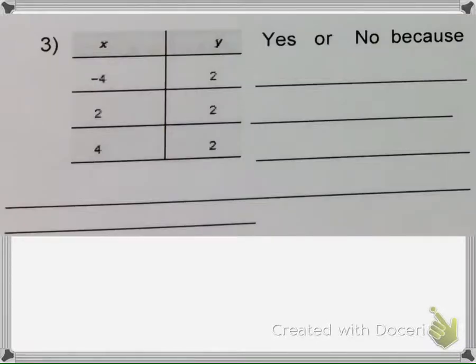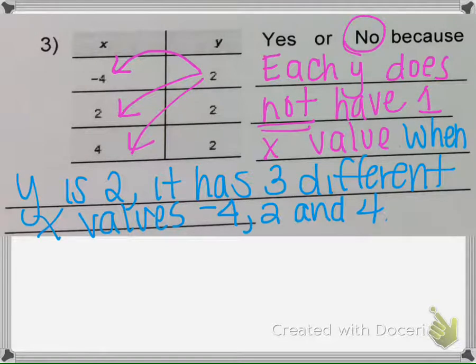Okay, so now we're given a table. So we're still going to look at all the y values. When y is 2, it has an x value of -4, 2, and 4. So this is not one-to-one because every y does not have one x. Each y does not have one x value. When y is 2, it has 3 different x values: -4, 2, and 4.